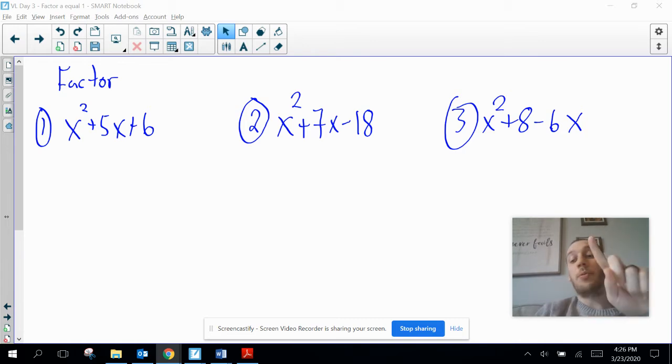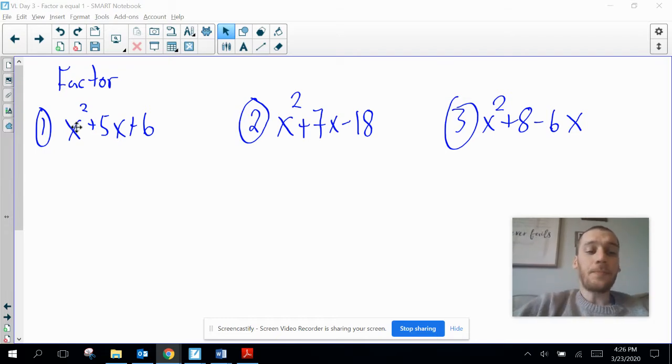I'm going to do that by first putting it in the right order, standard form, then looking for a GCF. Then I'm going to make a product sum chart. So on the first one, I need the highest exponent, then the next, then the next. It's good for standard form. Looking for GCF: is there a number or letter that goes into all 3? The answer is no. It's 1.